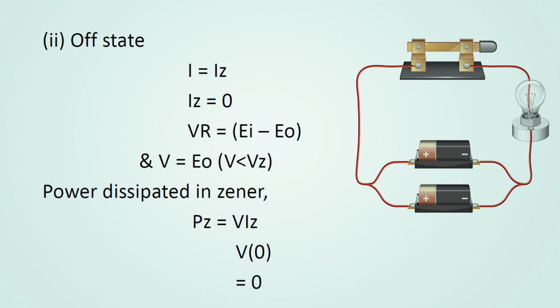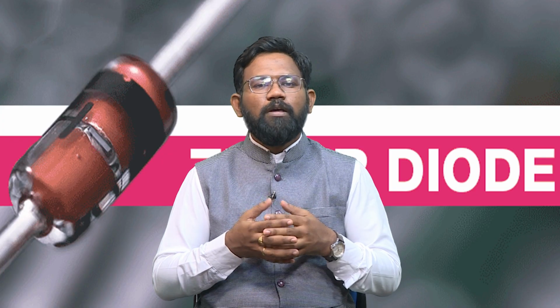So, the important point here is that the voltage V will be equal to E naught when the value of V is less than VZ. The power dissipated in the Zener diode will be PZ equal to V into IZ. Since IZ is equal to 0, therefore the power dissipated in the Zener diode will be 0.